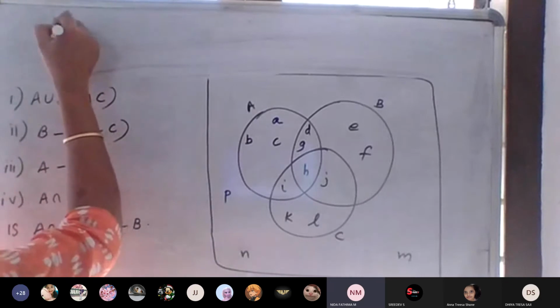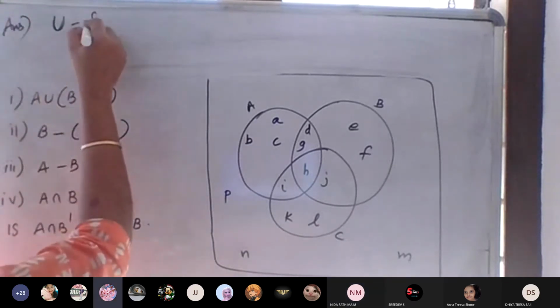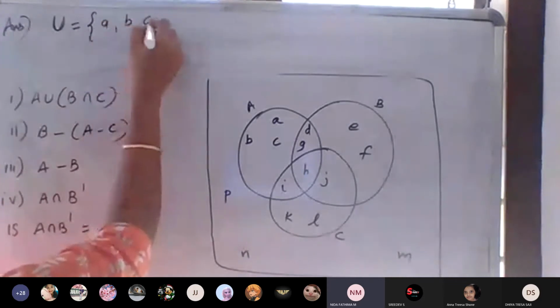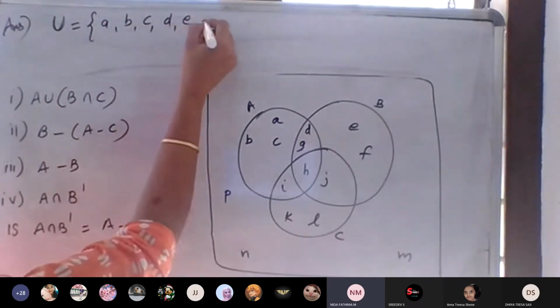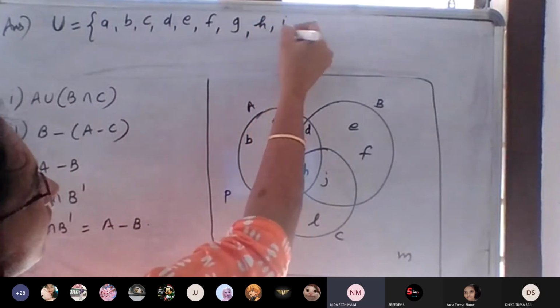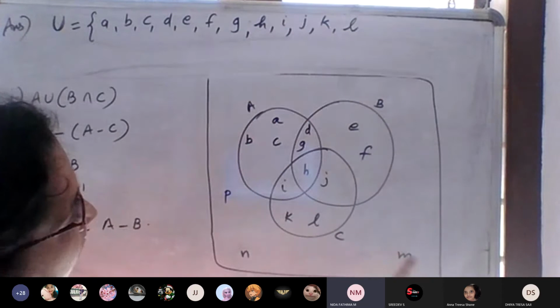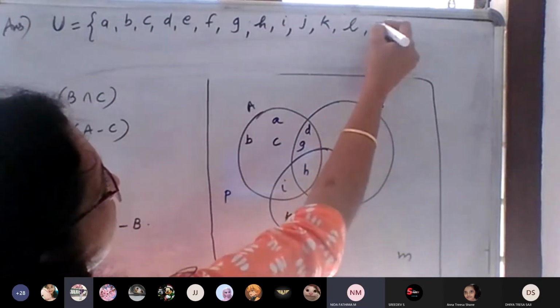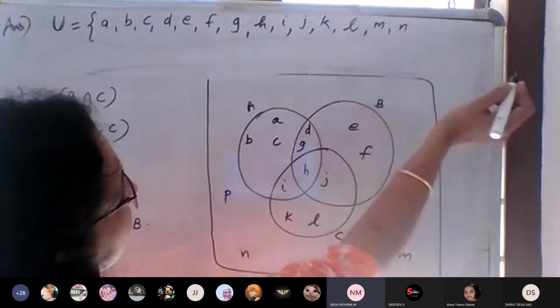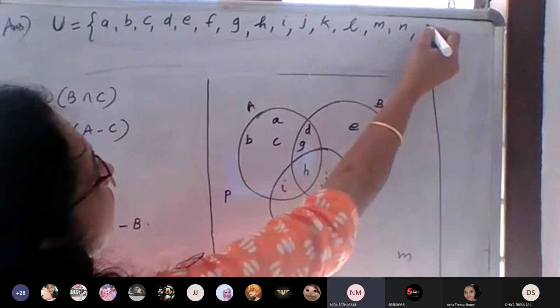The universal set U is equal to the set A, B, C, D, E, F, G, H, I, J, K, L, M, N, P.